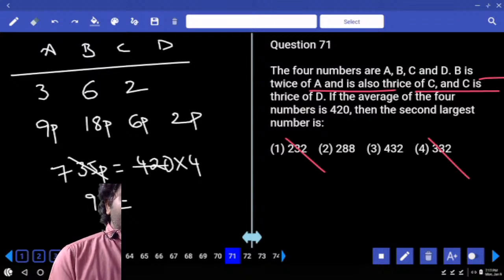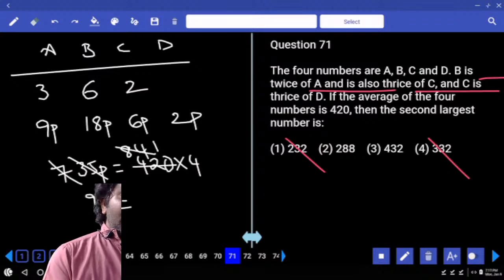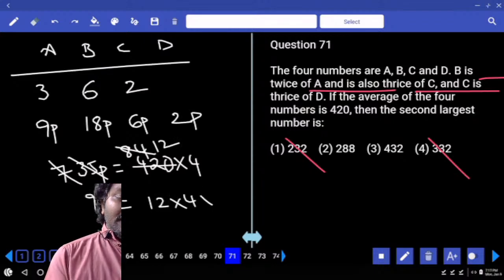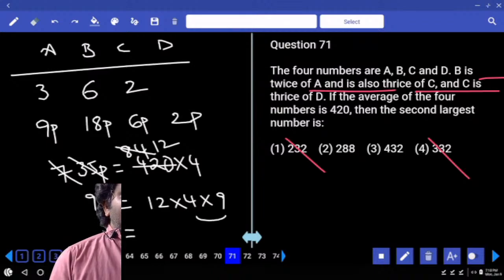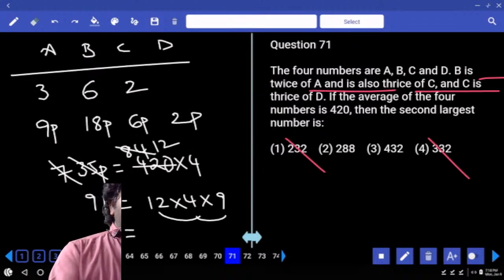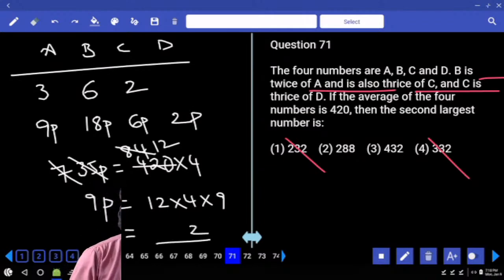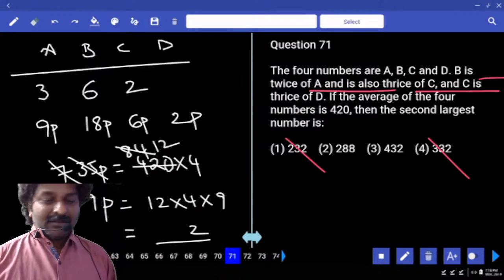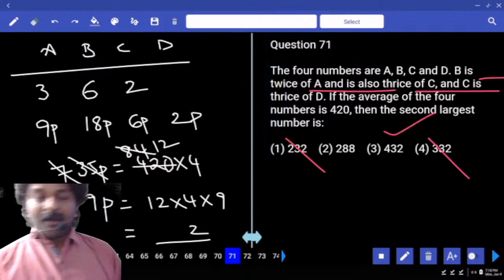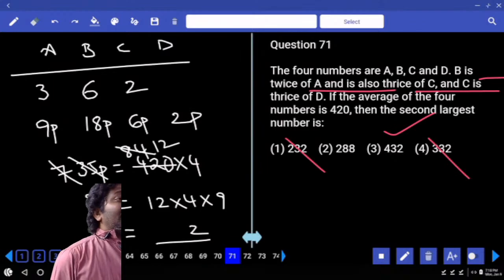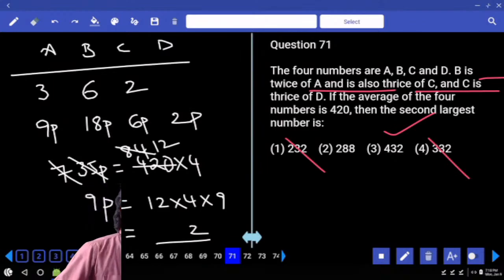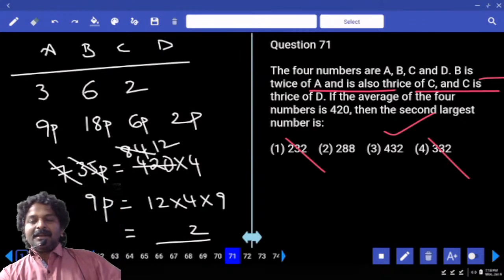7 times 12 is 84. 12 times 9 parts, in the sense 12 into 4 into 9. 4 into 9 ends with 6, 6 into 2 ends with 8. The answer should end with 2. How many options are there? Only one. It has to be a multiple of 9 and end with 2. There is only one.